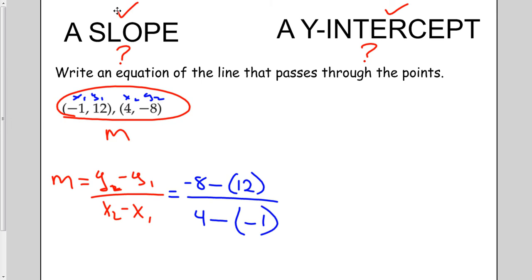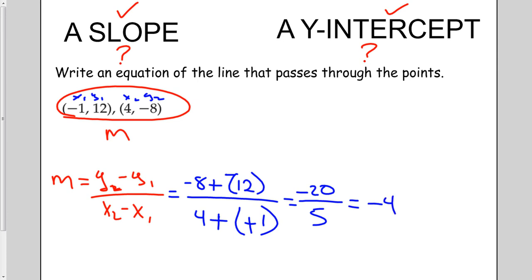Now, I just simplify. So I have -8 minus 12. That means I'm subtracting a positive, so I'm adding a negative. So I'm going to end up with 8 minuses and 12 minuses give me 20 minuses. And then I'm subtracting a negative, which means I'm adding a positive. So 4 plus 1 is 5. So my slope is -4.